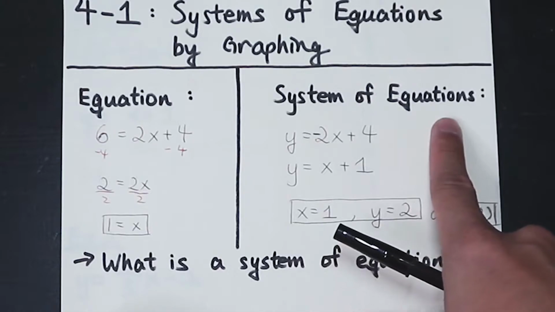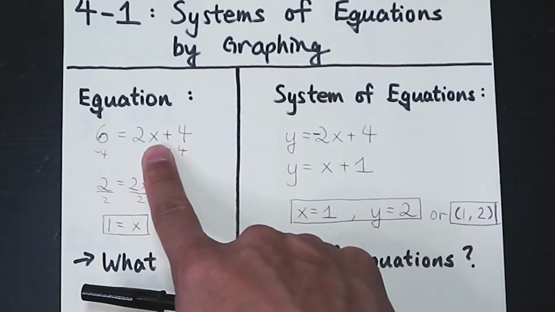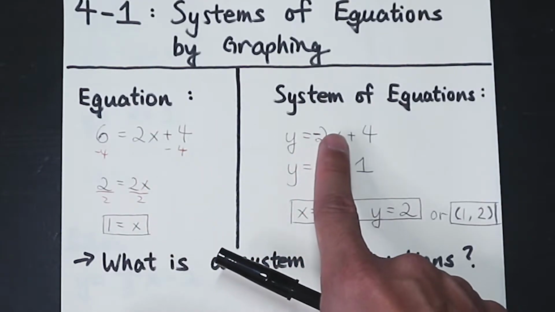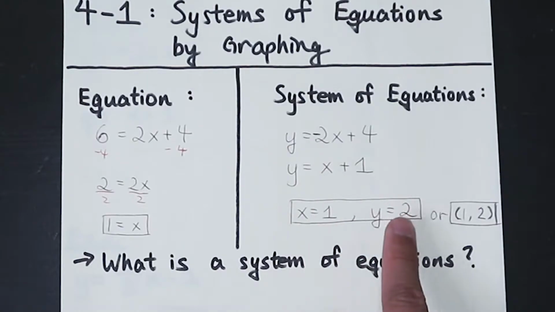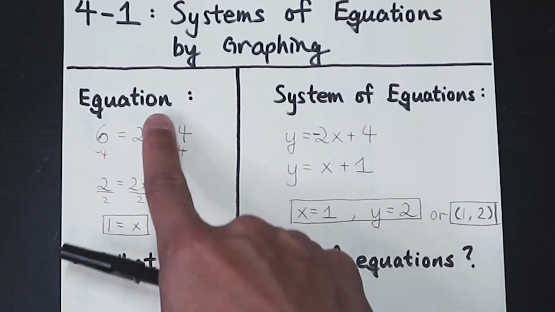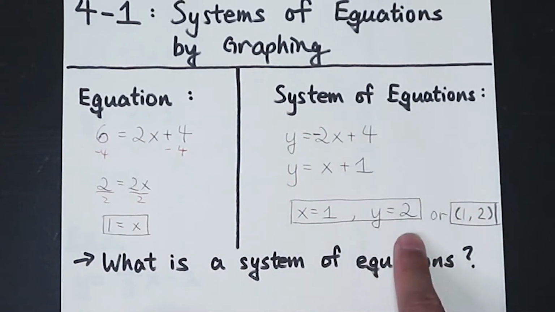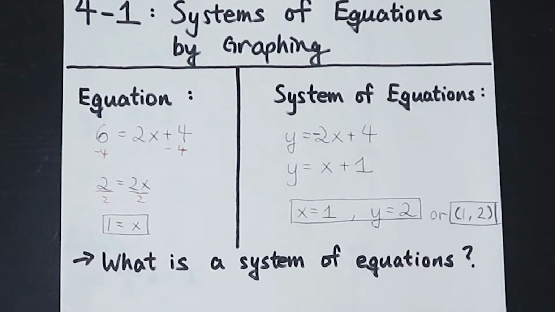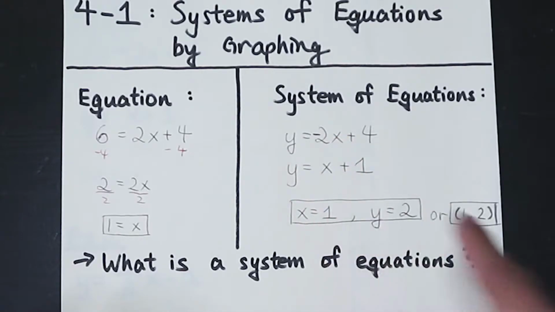In systems of equations, it's very similar, but instead of one equation, I give you two equations. And instead of one variable, I give you two letters, x and y. So in this case, you have to give me two answers, the value of x and the value of y. In an equation, there's usually one letter, one answer. But in a system of equations, you have two letters, two answers. And of course, if you move on to high-level math, you're going to have three equations, three answers, four equations, four answers, and so on. But at this level, we're going to concentrate on just two equations, two letters, and two answers.